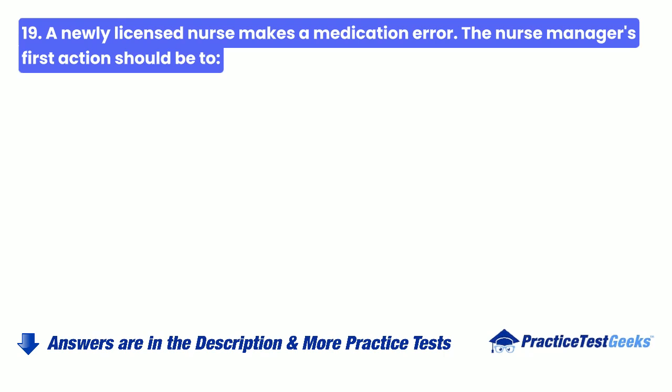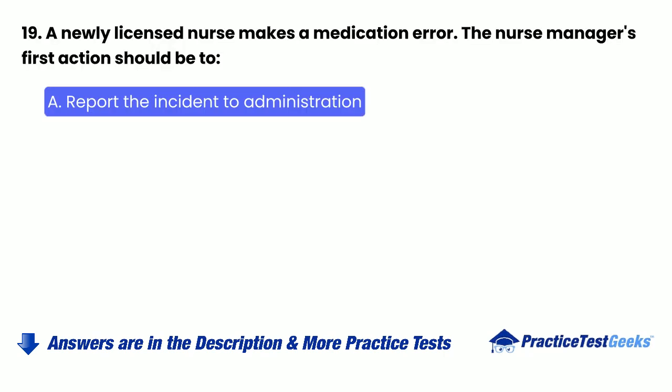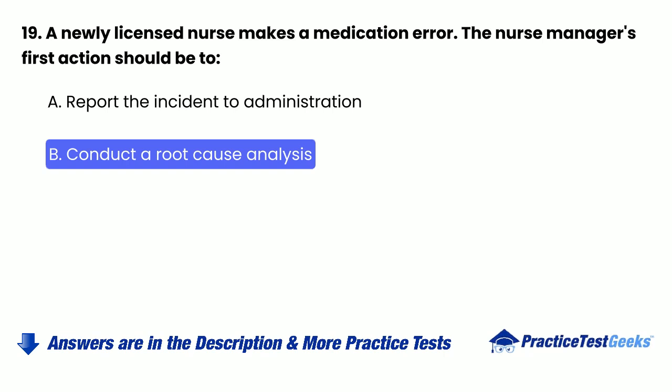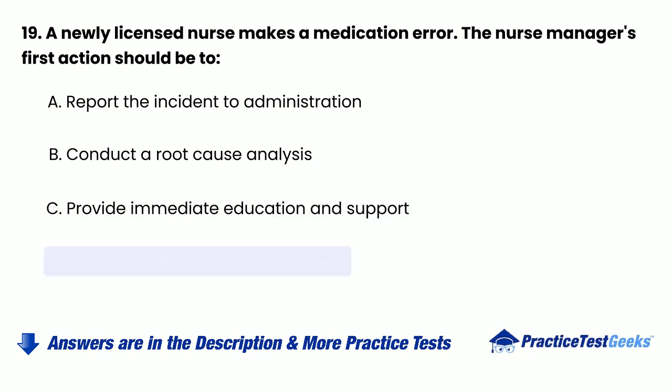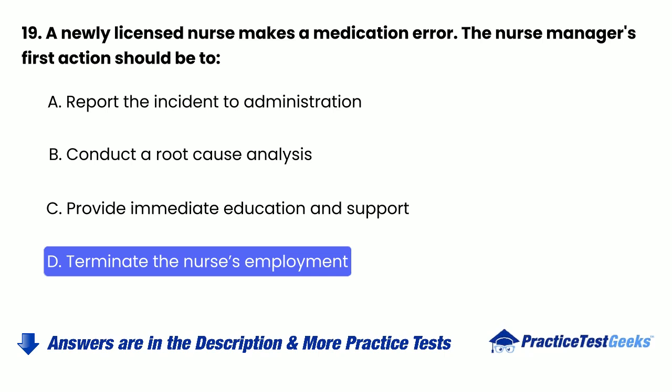19. A newly licensed nurse makes a medication error. The nurse manager's first action should be to: A. Report the incident to administration. B. Conduct a root cause analysis. C. Provide immediate education and support. D. Terminate the nurse's employment.